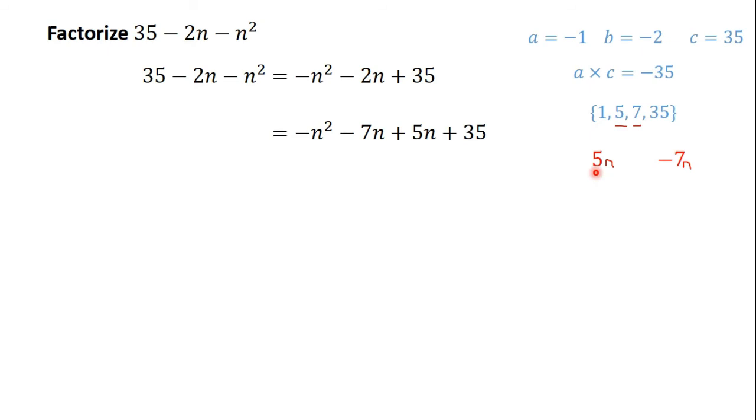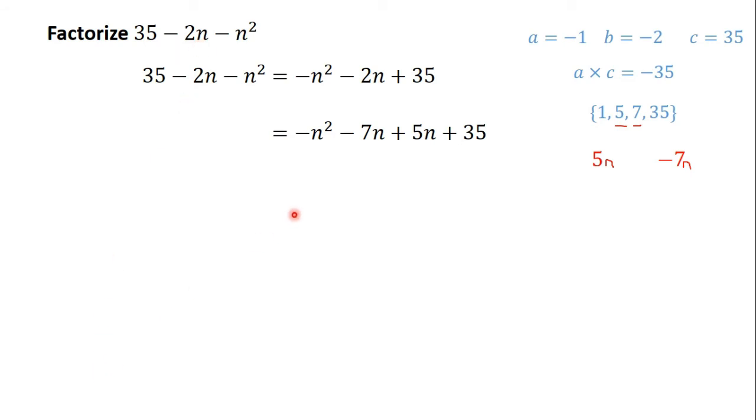Someone can also choose to bring 5n first. In that case, you have minus n squared plus 5n minus 7n plus 35. It's the same thing. You are going to arrive at the same answer. So we have here minus n squared minus 7n plus 5n plus 35. We have now expanded our expression.